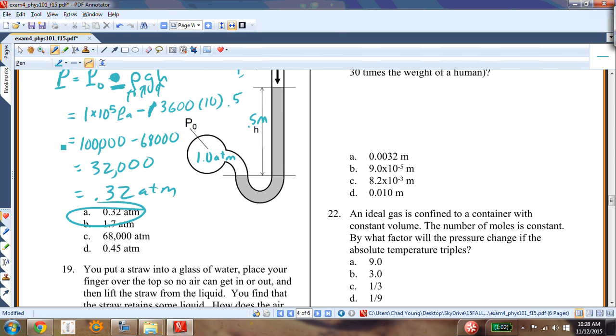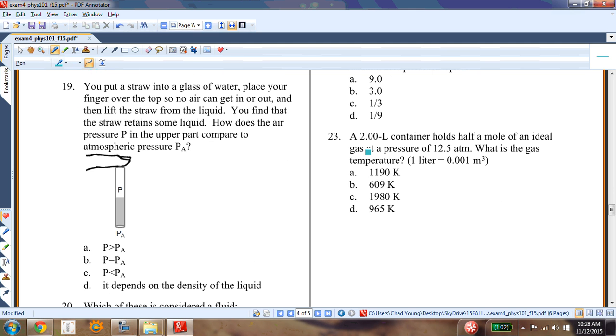Put a straw over a glass of water and place your finger over the top so no air can get in or out. You find that it retains some liquid. How does the air pressure in the upper part compare to the atmospheric pressure? Okay, well, I have a lower pressure here because if I didn't, it would. If this pressure was bigger, it would force the water out. But that's not what's happening. So I know that this is the lower pressure and that PA is bigger than P. So C is the right answer for number 19.